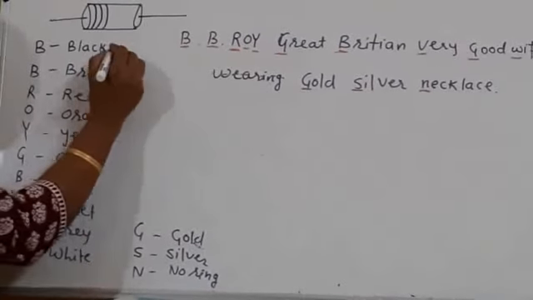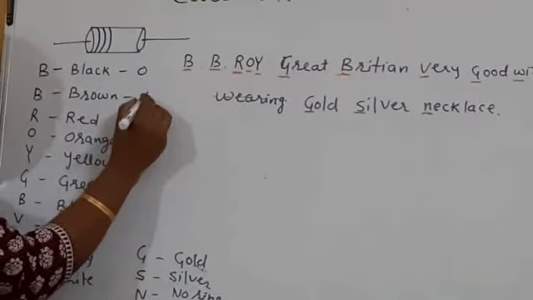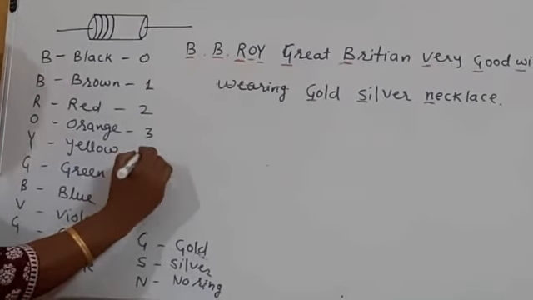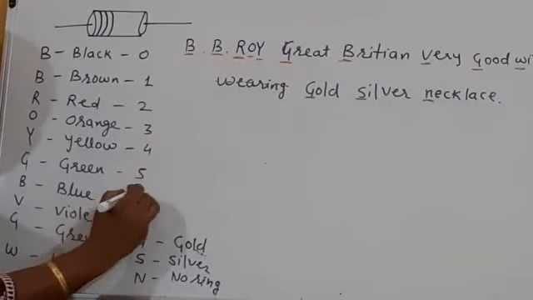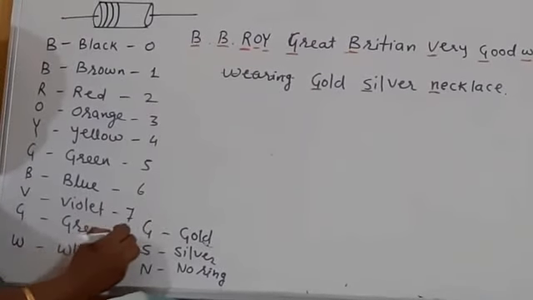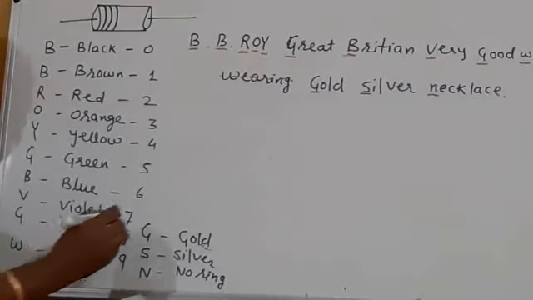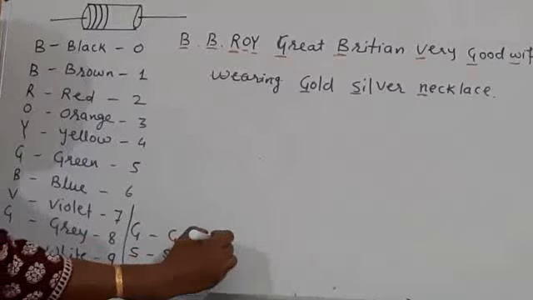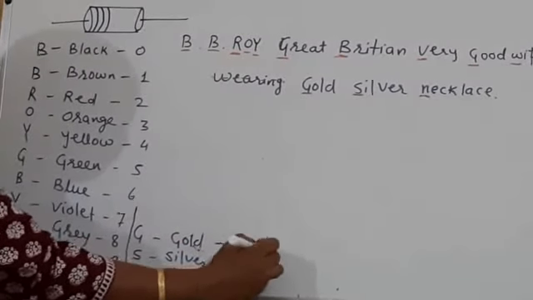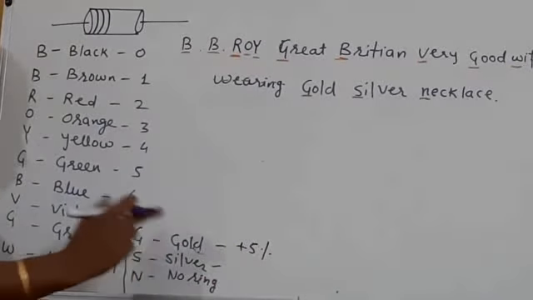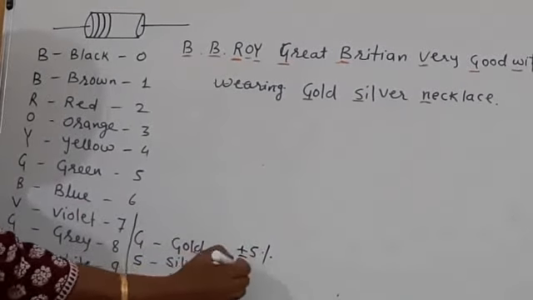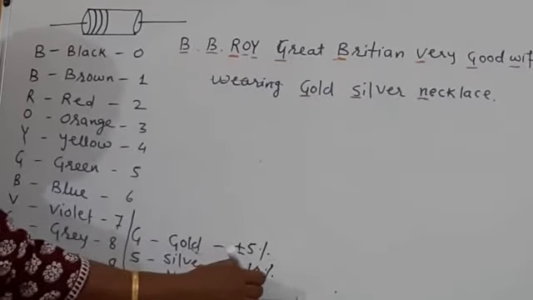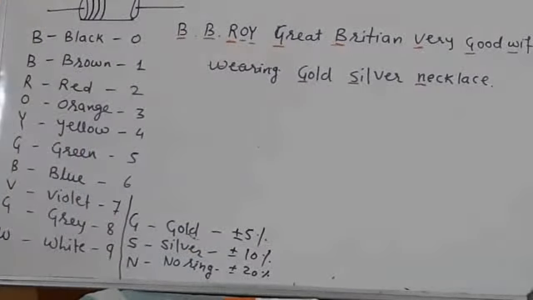Now black stands for 0 value, brown stands for 1, red for 2, orange for 3, then yellow for 4, green 5, blue 6, violet 7, grey 8, white is 9. And gold, silver and no ring represent the tolerance. What is tolerance, that I will tell later on. So gold is for plus minus 5%, silver is for plus minus 10% and no ring is for plus minus 20%. So these are the values.